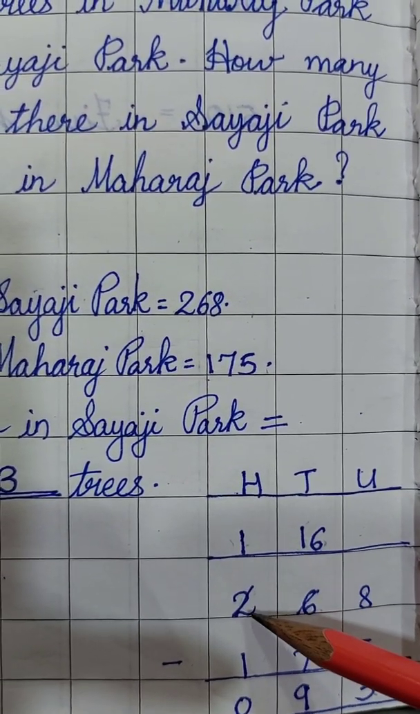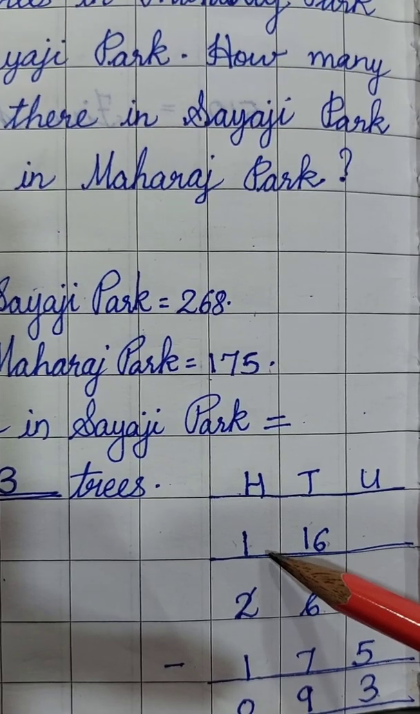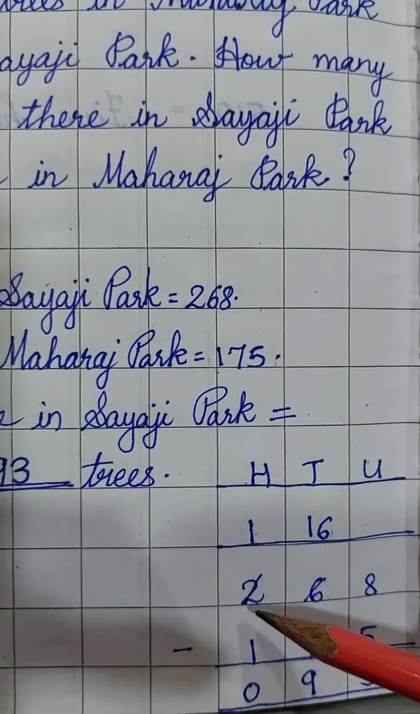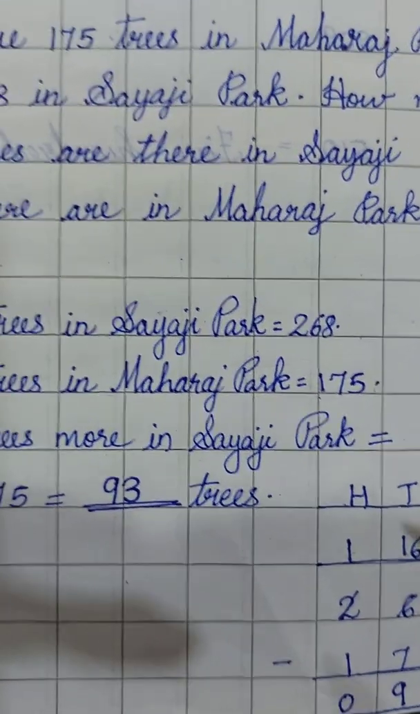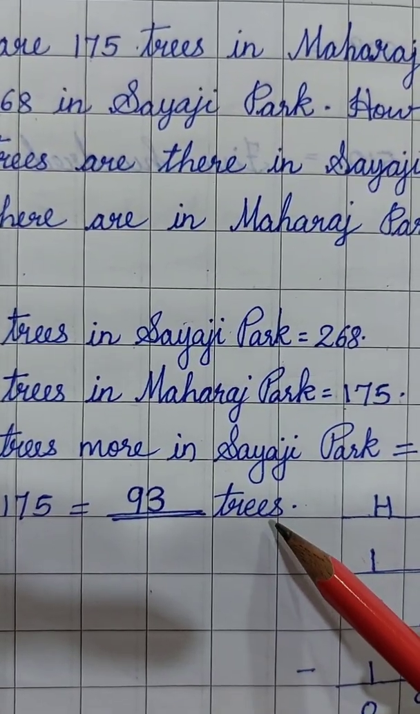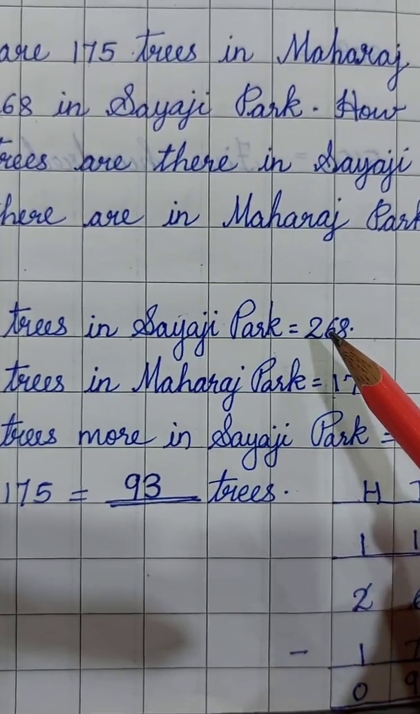And then from 2, 1 is given to tens. So your 100 is left. So 1 minus 1 will give you 0. So you get 93 as your answer. So 93 trees are more in Sayaji Park. Okay.